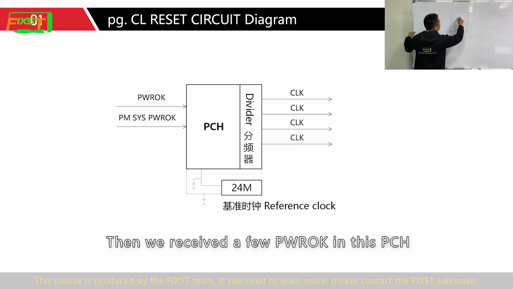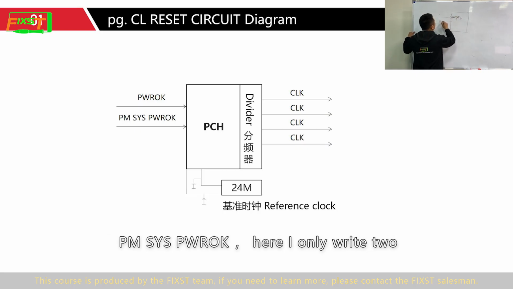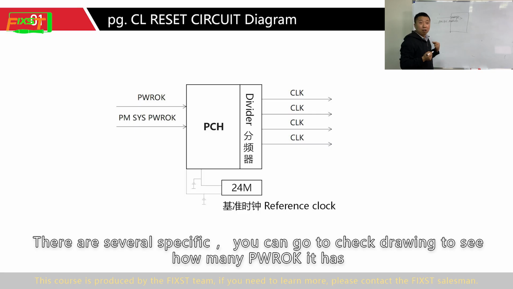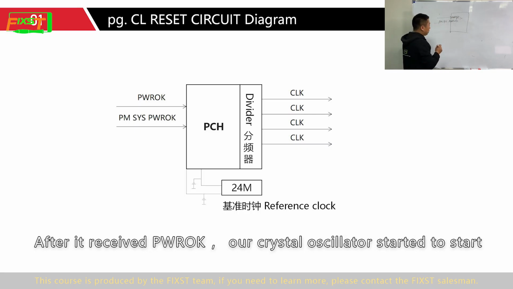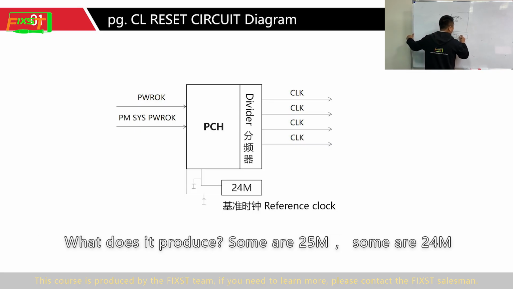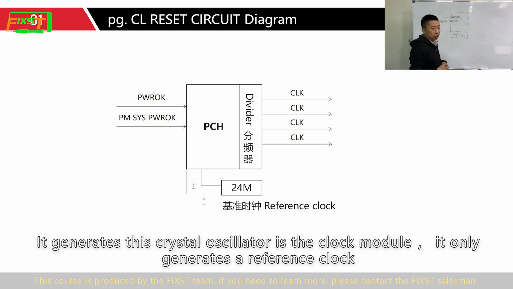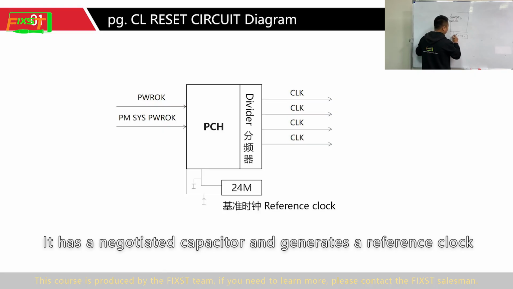Then we receive a few power OK signals in this PCH, such as PM16 power OK; here I only write 2. They are specific to the Southbridge. You can look at the schematic drawing to see how many power OK signals it has. After we receive power OK, our crystal oscillator starts up. Some are 25 MHz, some are 24 MHz. The crystal oscillator acts as the clock module, and it only generates a reference clock. It has a matching capacitor and generates a reference clock.